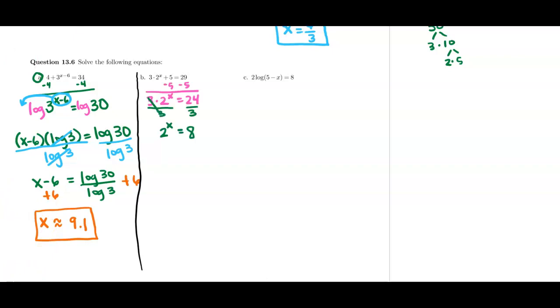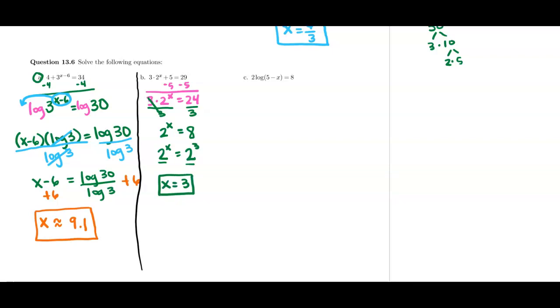And we can see, first I subtracted that 5 over, then I divided by 3. Now I want to see, can I get my bases the same? And I can, because remember 8 is 2 times 2 times 2. So I could rewrite this as 2 to the x power equals 2 to the 3rd power. Now that my bases are the same, I set my exponents equal to each other. So x equals 3 on that one.